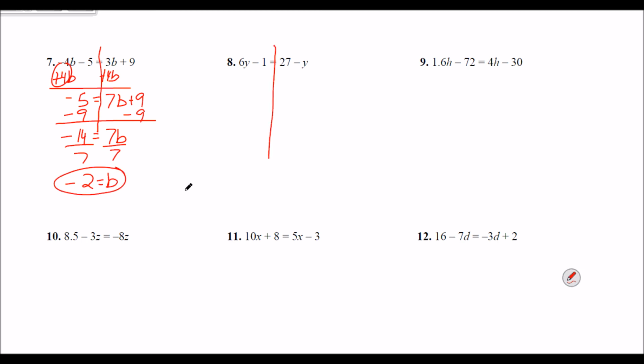Number 8, again, we have a hidden 1 over there on the right side. So I have 6y or negative 1y. So the subtract 1y is what we're wanting to move. So the 6y and 1y becomes 7y minus 1 equals 27. I want to add 1 on each side. 7y is equal to 28. Divide by 7, and y is 4.